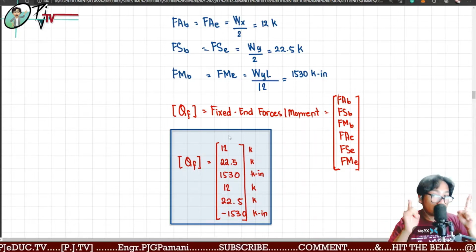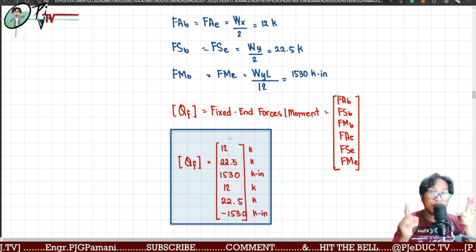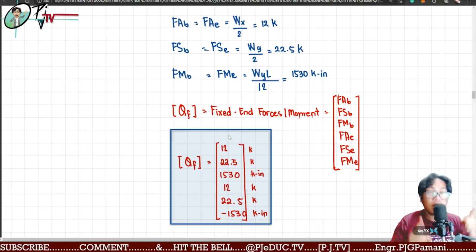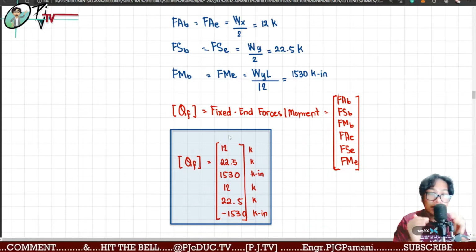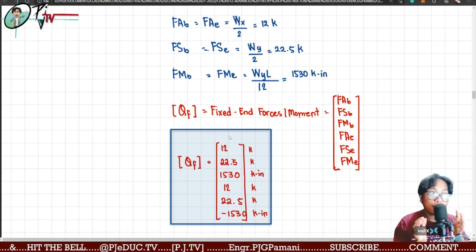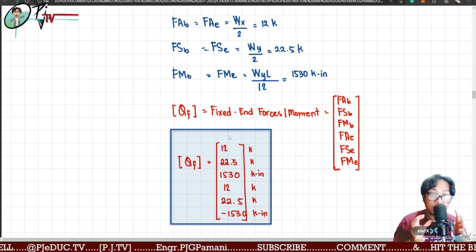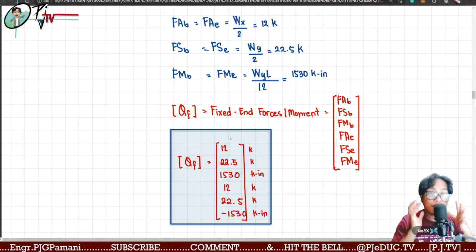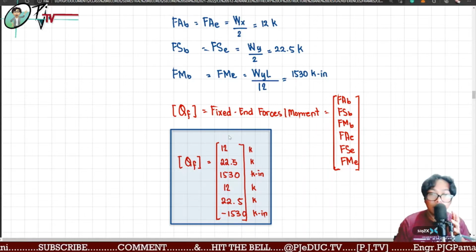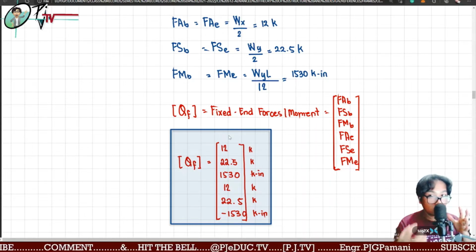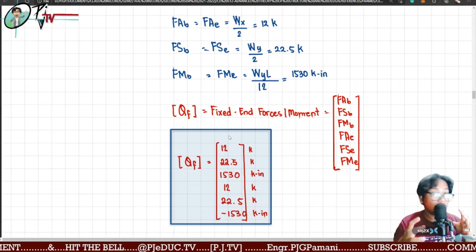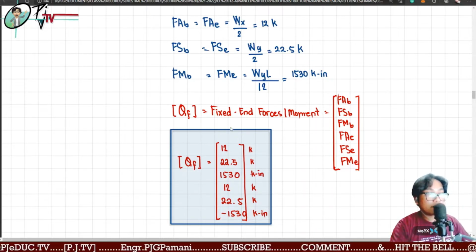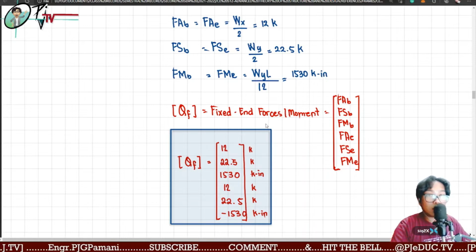If not, there will no longer be a need for you to solve the fixed end moments and fixed end forces. I repeat, if your member is subjected to member loads, you'll have to solve for the fixed end forces or fixed end moments, just like what we did here. But if your members or your frame is not subjected to member loads, repeat, member loads, not joint load, we still have to solve with the fixed end forces and moments.